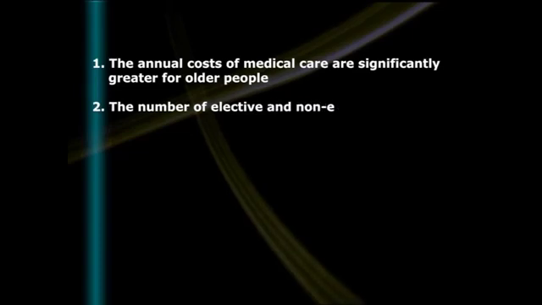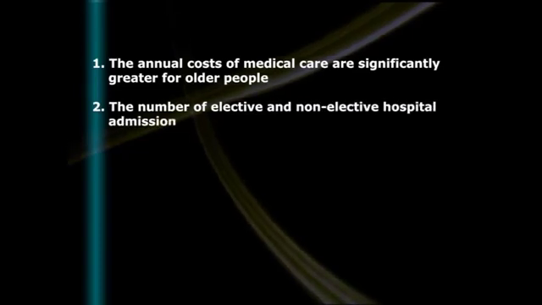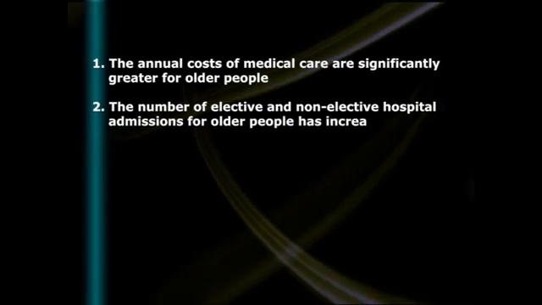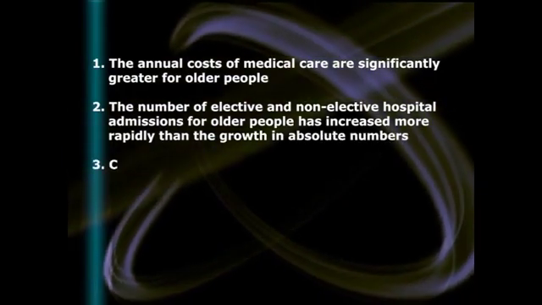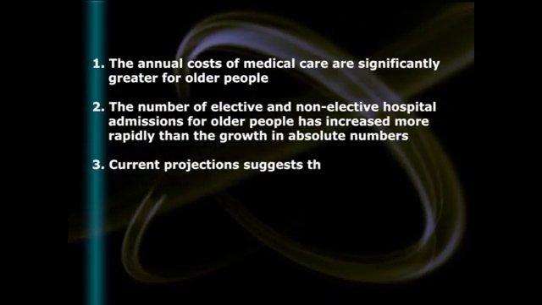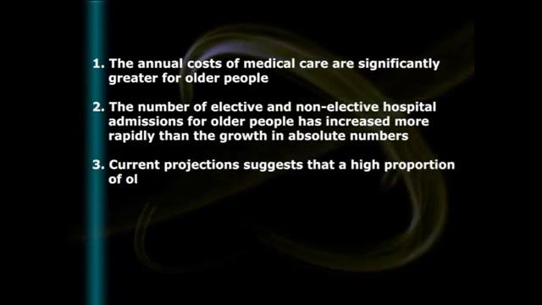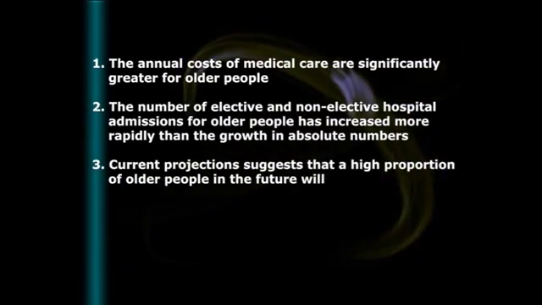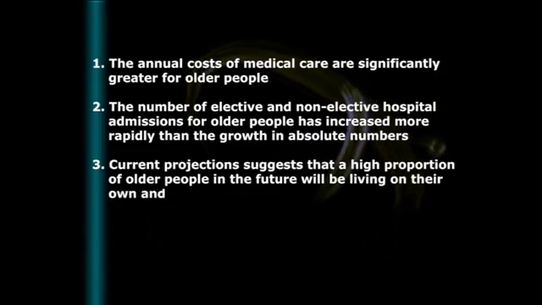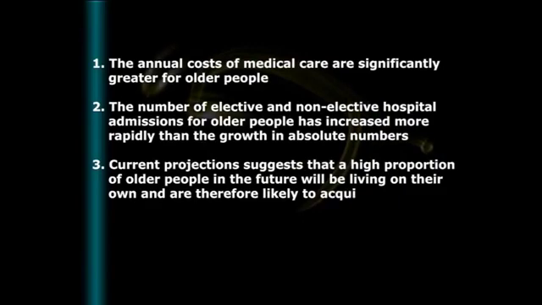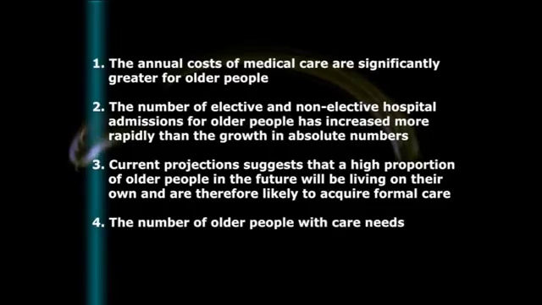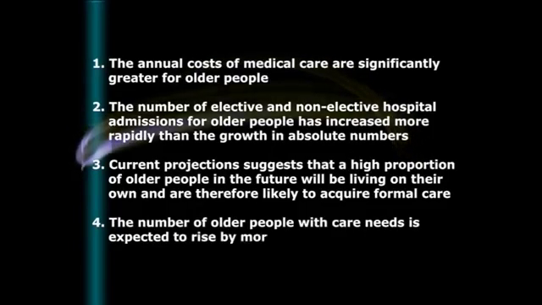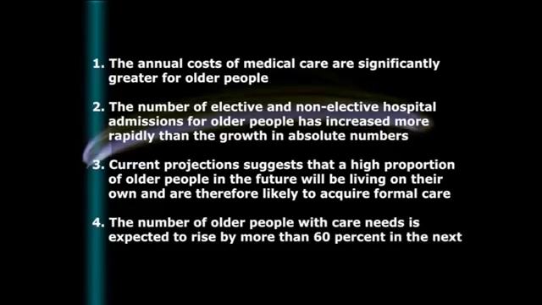Number 2, the number of elective and non-elective hospital admissions for older people has increased more rapidly than the growth in absolute numbers. Number 3, current projections suggest that a high proportion of older people in the future will be living on their own and are therefore likely to acquire formal care. Number 4, the number of older people with care needs is expected to rise by more than 60% in the next 20 years.